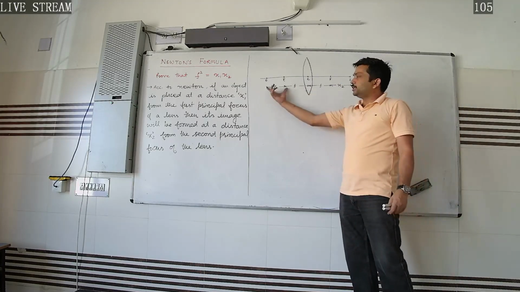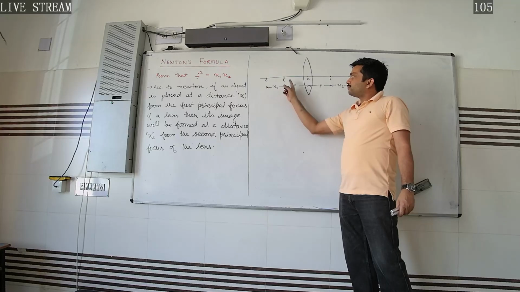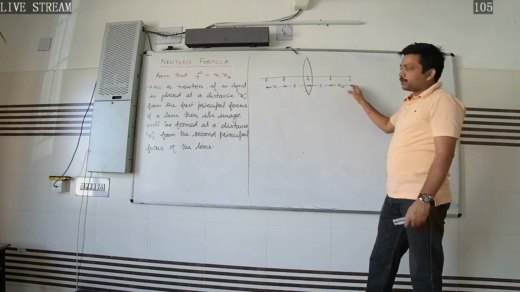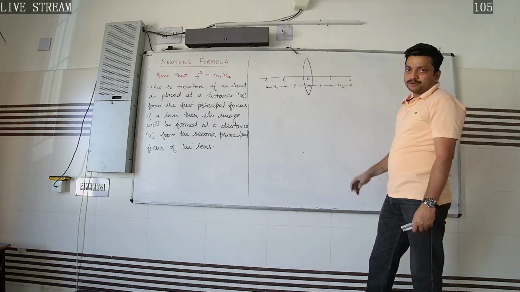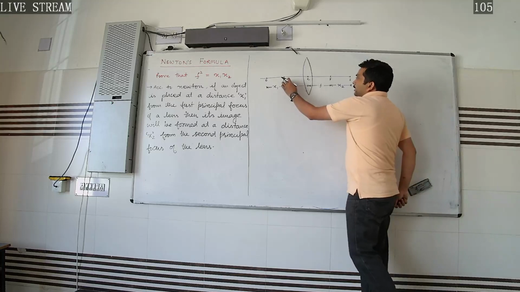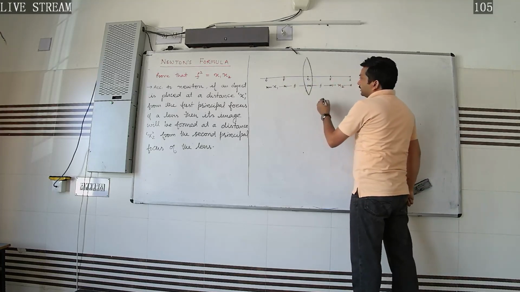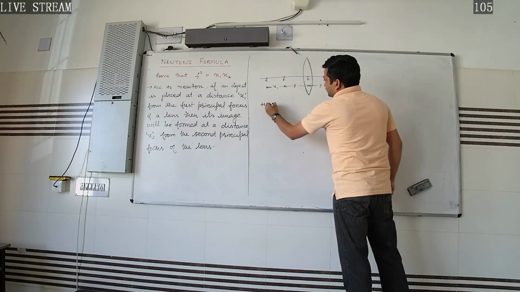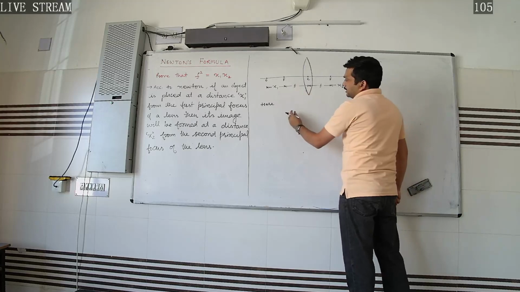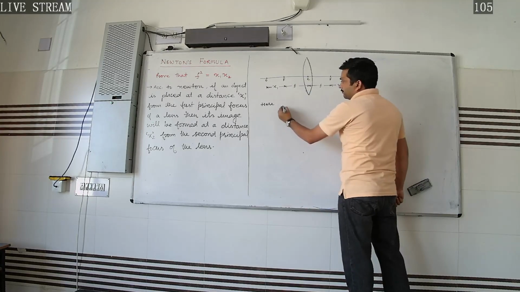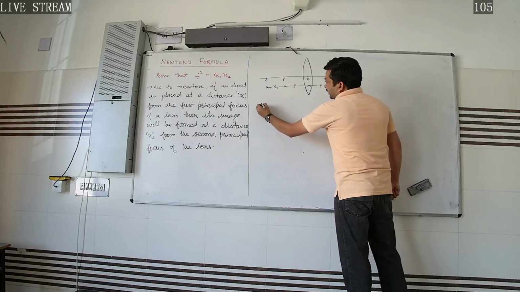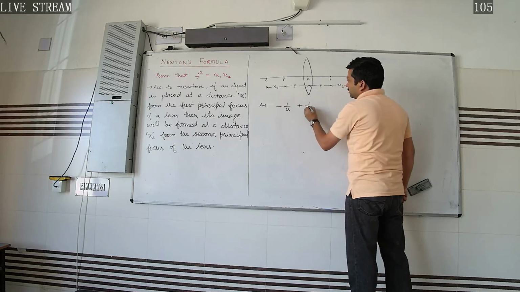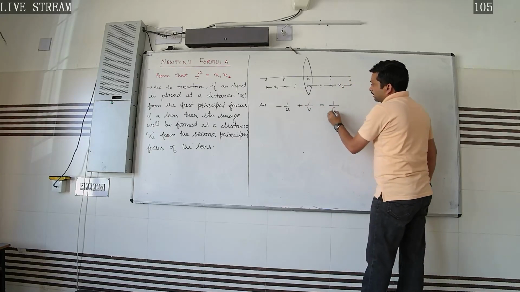So let us consider an object is placed at a distance x1 from the first principal focus of this convex lens such that its image is formed at a distance x2 from the second principal focus of this lens. So here what we can write, that is, in this case we can apply the lens equation. What is the formula for the lens equation? As we have the lens equation, minus 1 by u plus 1 by v is equals to 1 by f.